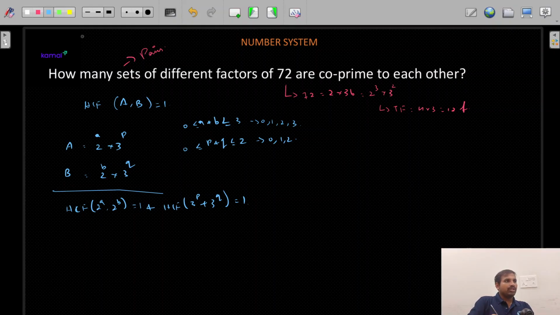Okay. First, always remember in aptitude, AND means multiplication. Yes, we discussed this in permutation and combination, but remember, AND means multiplication, OR means addition. Here, I'm going to find all the possibilities for a and b so that my highest common factor is 1. And all the possibilities for p and q such that the highest common factor is 1, and I multiply them to get the total number of ways.